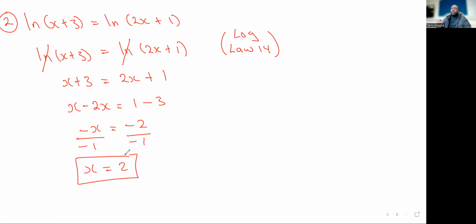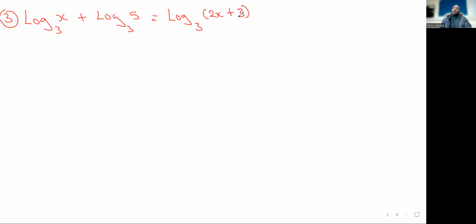All right. Now let's take it up a notch. So let's solve this question here. Let's assume we have log x to base 3 plus log 5 to base 3 is equal to log to base 3 of 2x + 3. Move this to the side so I can have more space. So you have log x to base 3, log 5 to base 3, to solve this.